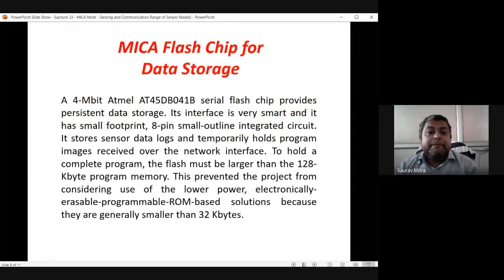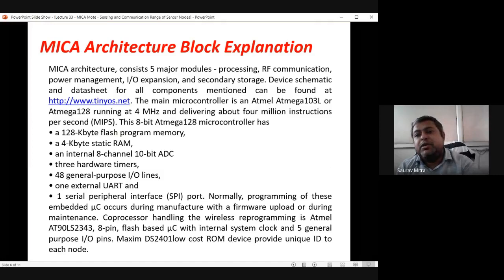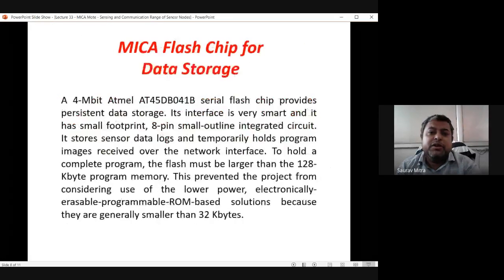Okay, that is there. Flash chip. First we explained the microcontroller module, then we explained the radio module. Now we are going to the storage. The 4 megabit Atmel 8045DB041B serial flash chip provides persistent data storage. Its interface is very smart and it has a small footprint, an 8-pin small outline integrated circuit. So these are the characteristics of the flash chip IC, which is connected inside the WSN node, that is called the MICA Mote.